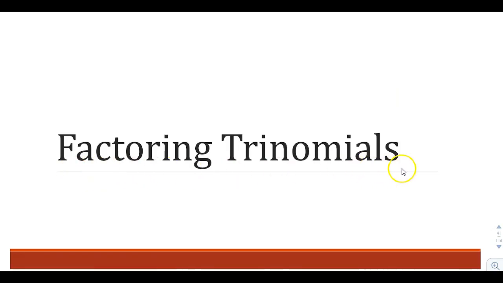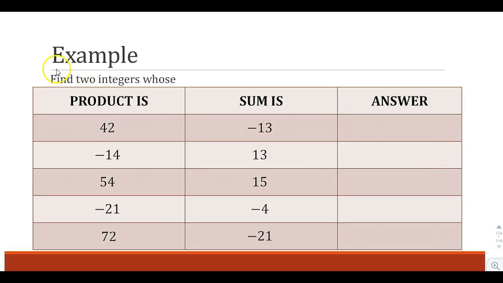Factoring trinomials. Before we start factoring trinomials, let's do an example. We want to find two integers whose product is 42, and the sum of those two integers is negative 13. So let's talk about how we're going to do this. If we created a list, we'll try with the number 42 first.